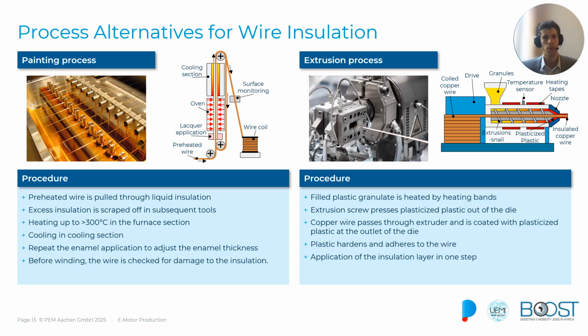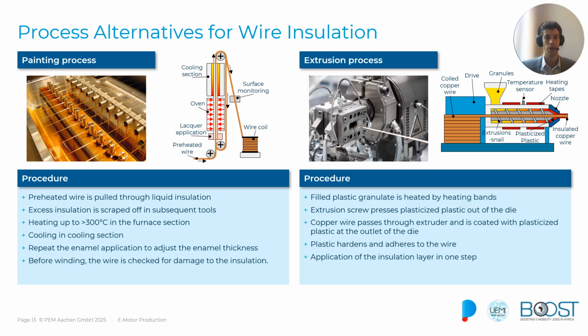To coat the wire, we can choose between a painting or an extrusion process. With the painting, we heat up the wire and pull it through the insulation paint. To adjust the layer thickness, we can repeat this process to add additional layers and increase the size of the insulation.